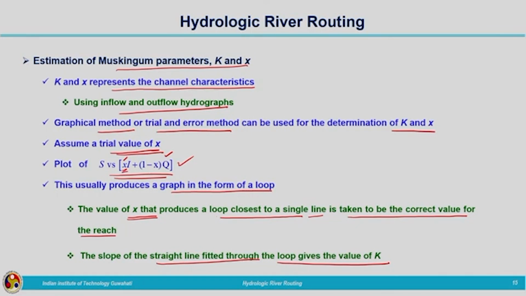Once k and x are determined for the channel, we can go ahead with the steps which are explained in the previous slides to determine the outflow hydrograph. So, this is the method of Muskingum flow routing. This technique is commonly used for carrying out the hydrologic routing of the channels.